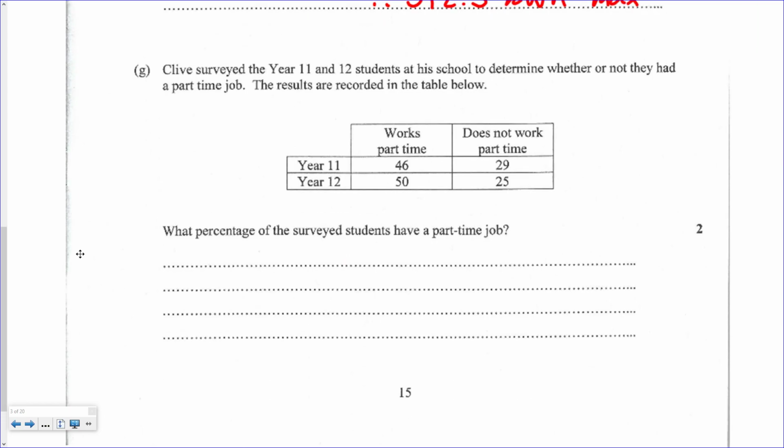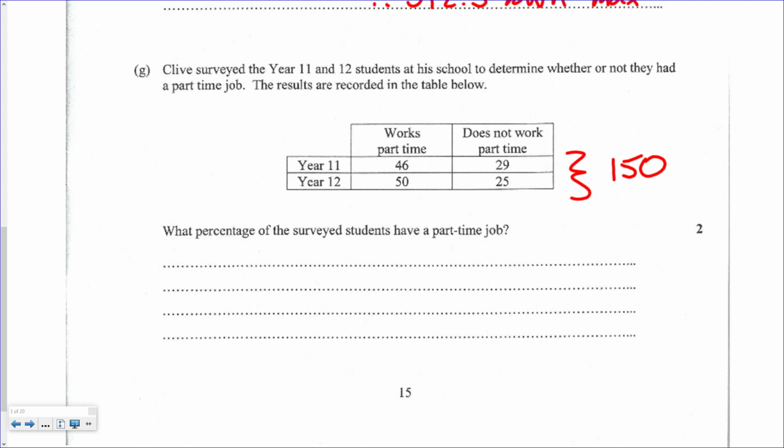If we scroll down to the next question, question G, we're saying that Clive surveyed the Year 11 and Year 12 students at his school to determine whether or not they had a part-time job, and then we get this table below. So what percentage of surveyed students had a part-time job? So this was done fairly well. What we first of all need to realize is how many people were actually surveyed. So we'll just do 46 plus 50 plus 29 plus 25. So here we have 150 students in total.